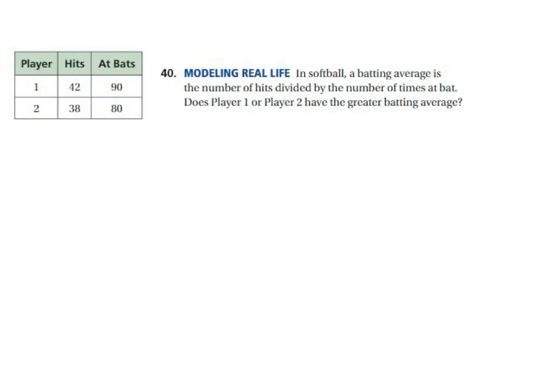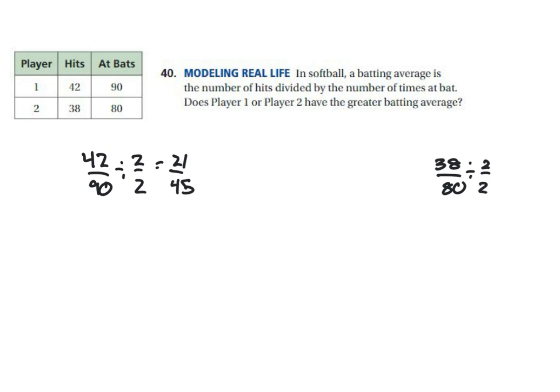Modeling real life. In softball, a batting average is the number of hits divided by the number of times at bat. Does player 1 or player 2 have the better batting average? So we're going to go player 1, 42 over 90, and player 2 is 38 out of 80. I would encourage you to simplify these right away. Divide by 2 over 2, and you get 21 45ths. And then player 2, we could divide by 2 over 2, and you get 19 40ths.